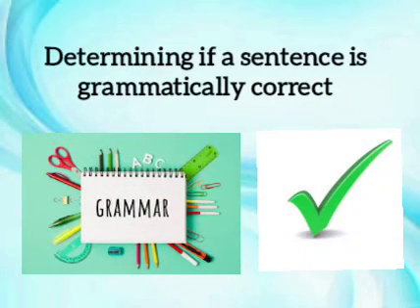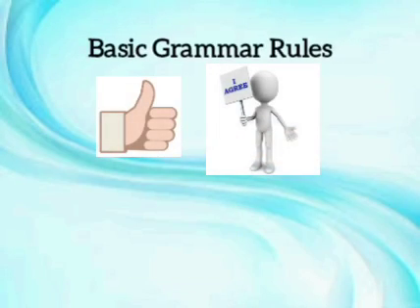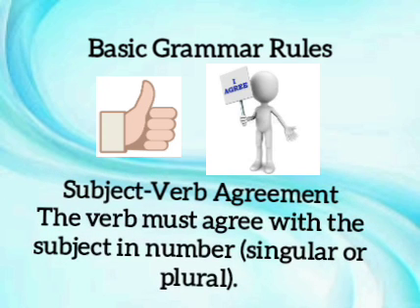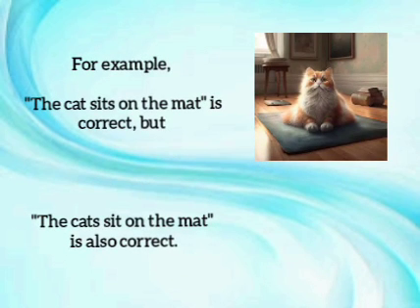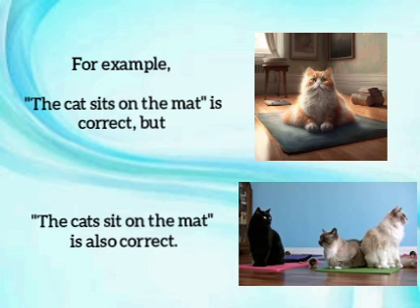Determining if a sentence is grammatically correct. Basic grammar rules. Subject-verb agreement. The verb must agree with the subject in number, singular or plural. For example, the cat sits on the mat is correct, but the cats sit on the mat is also correct.